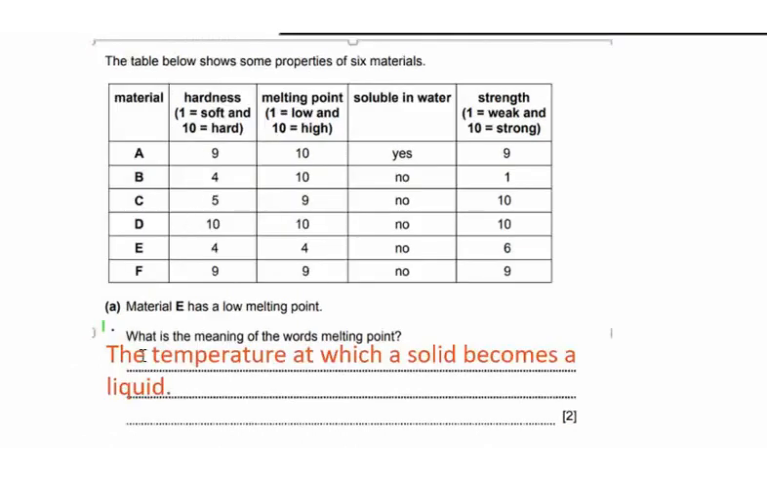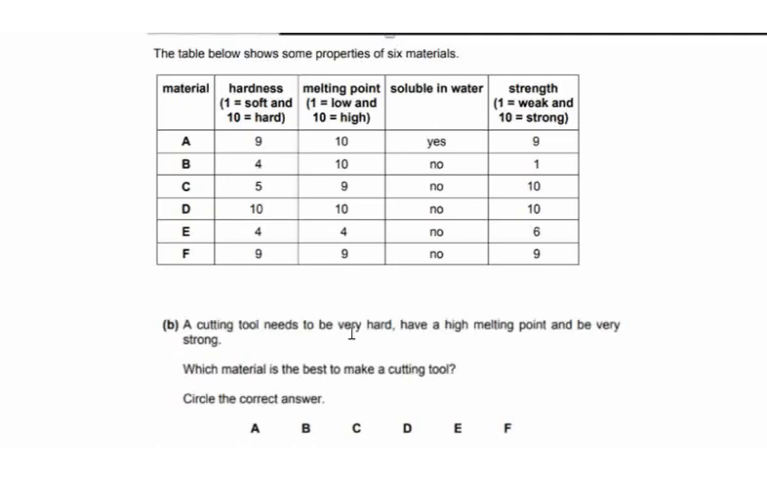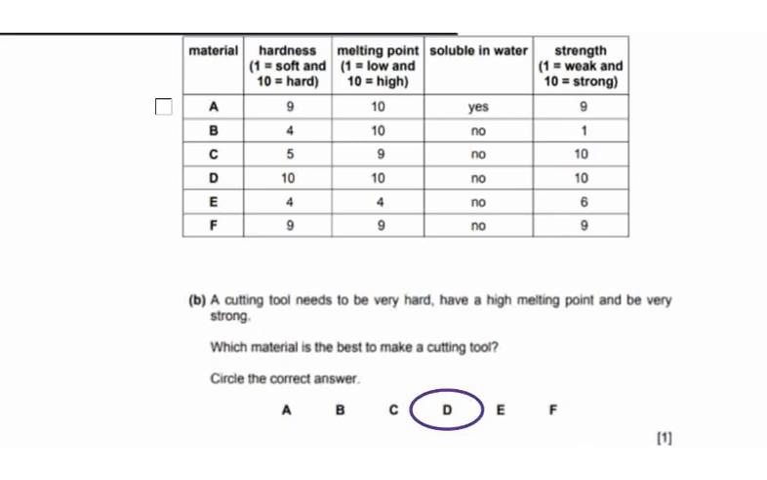The answer is, melting point is the temperature at which a solid becomes a liquid. Question B. A cutting tool needs to be very hard, have a high melting point, and be very strong. Which material is the best to make a cutting tool? Circle the correct answer. A, B, C, D, E, or F. 10 seconds from now. The answer is D, since D has the hardness of 10, melting point 10, and the strength of 10.